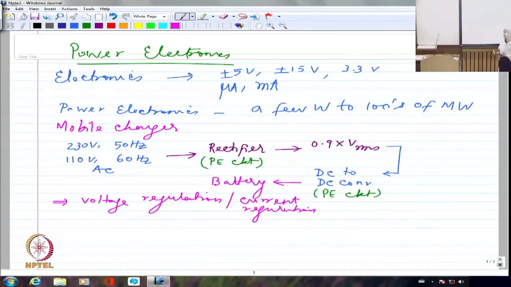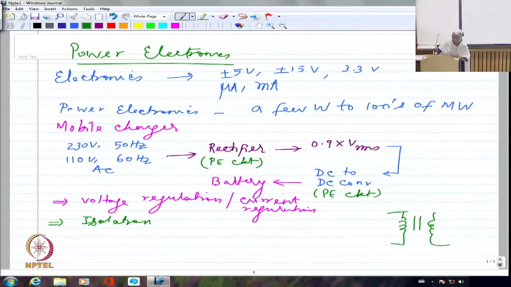Second thing we may require is, we will have some kind of isolation required between the input and output side. Isolation is, you don't have to have a common ground. Like a transformer, think about a transformer. In a transformer, if I am going to have this as the primary and this as the secondary, this may be connected to the ground. This may not be connected to the ground, or it may be grounded separately. You will not connect the two together.